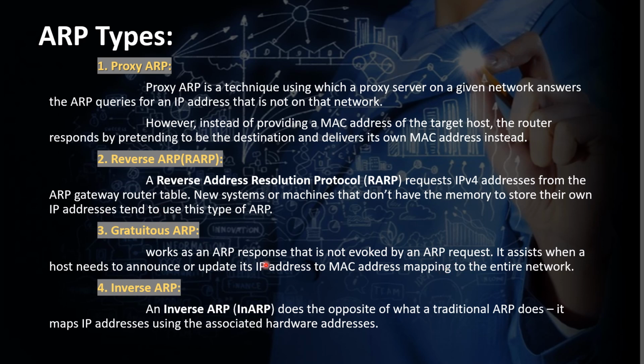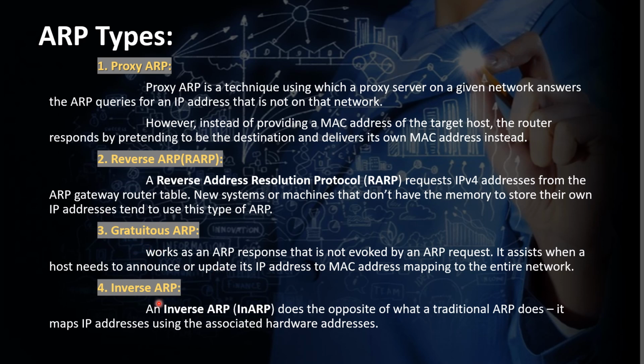Okay, and gratuitous ARP is usually not evoked by an ARP request. So there is no ARP request. It's an ARP response. What it says is, your IP address is this, and if any duplication of the IP address is there, it will throw a message like duplicate IP address. It will alert the network that this IP address belongs to this particular device. It should be unique and no duplication should happen in the same network. That is the use of gratuitous ARP.